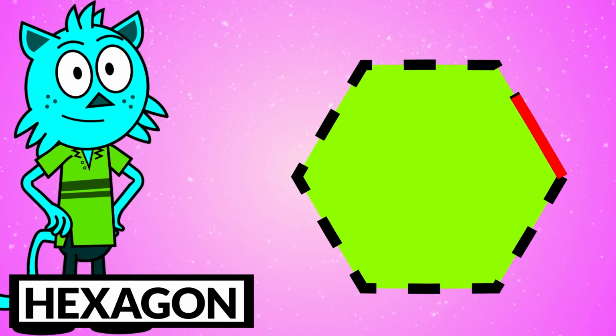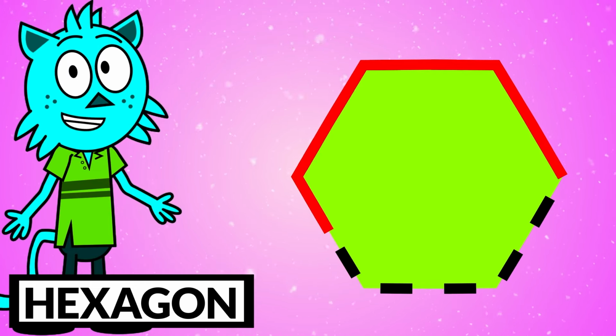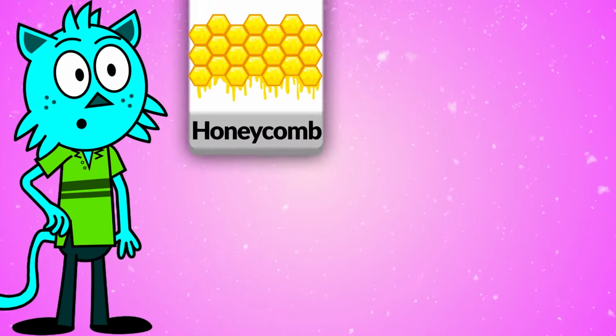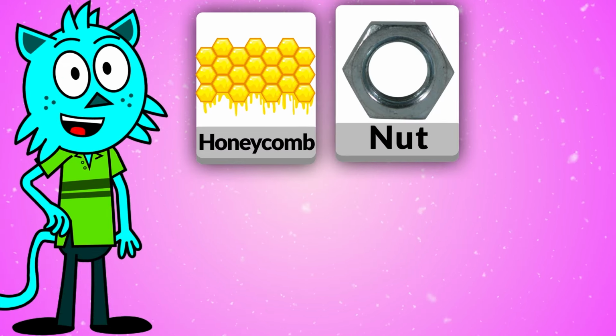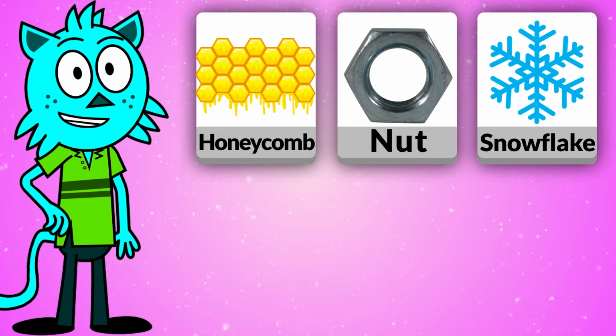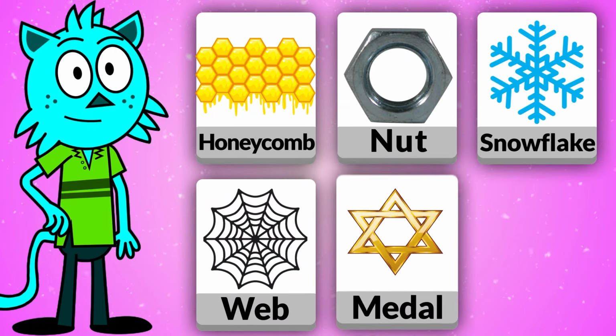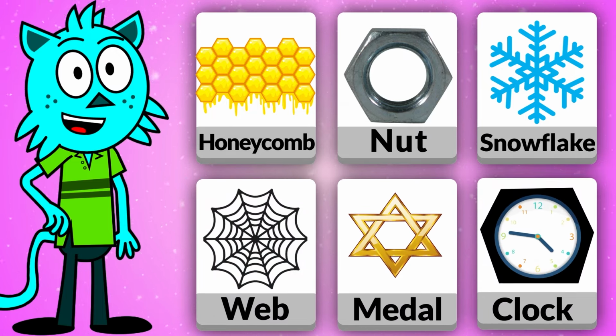Hexagon. Honeycomb shape is hexagon. Nut shape is hexagon. Snowflake shape is hexagon. Web shape is hexagon. Metal shape is hexagon. Clock shape is hexagon.